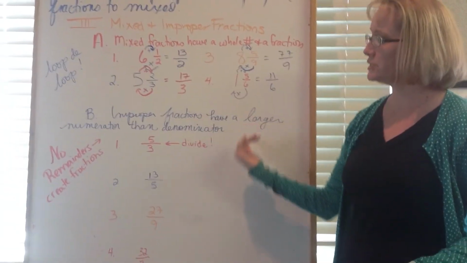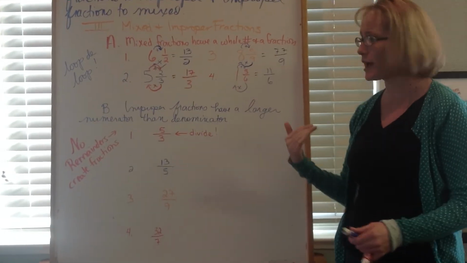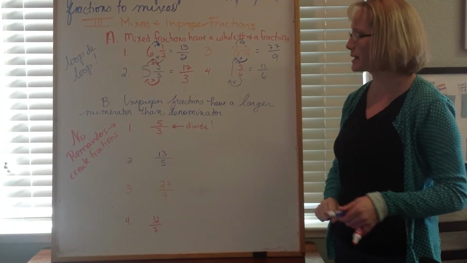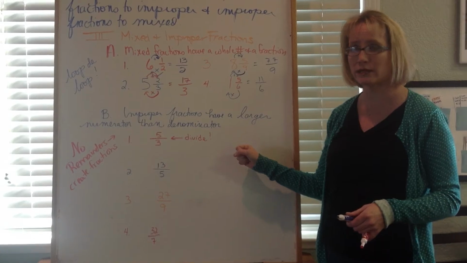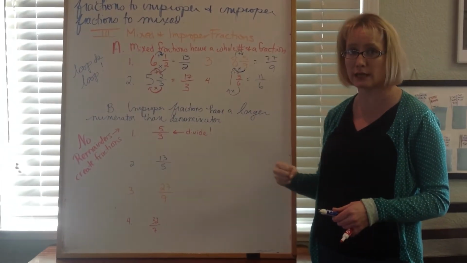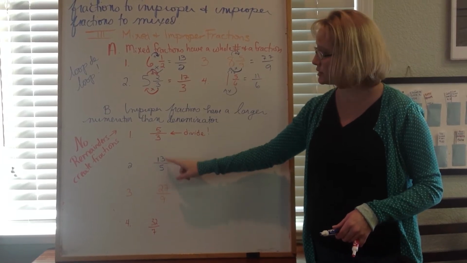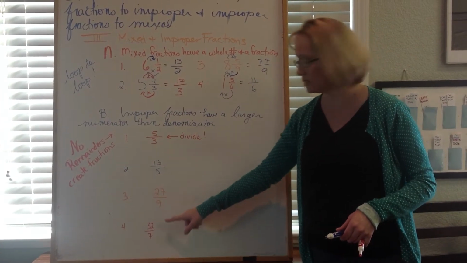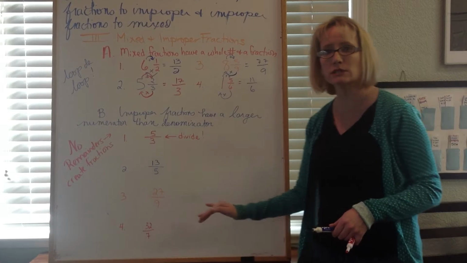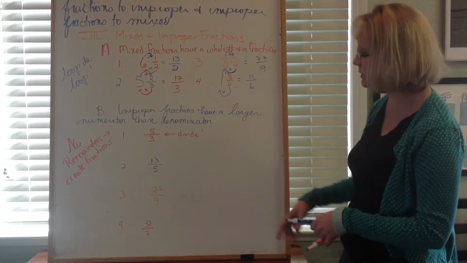We've turned our mixed fractions into improper. Now we're going to change it back around. So now we're going to turn improper fractions back to mixed. Now remember, improper fractions just mean the numerator is bigger than the denominator. So here's some examples. 5 over 3, that's improper. 13 over 5, 27 over 9, 32 over 7. These are all improper fractions, and we need to make them proper by making them a mixed.